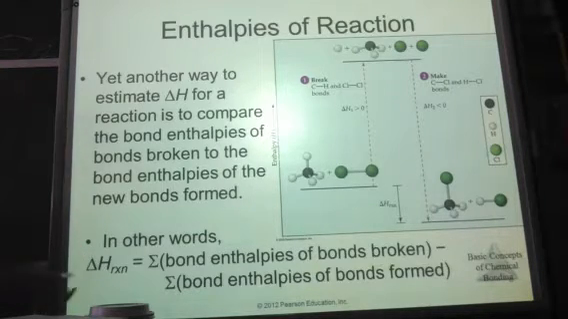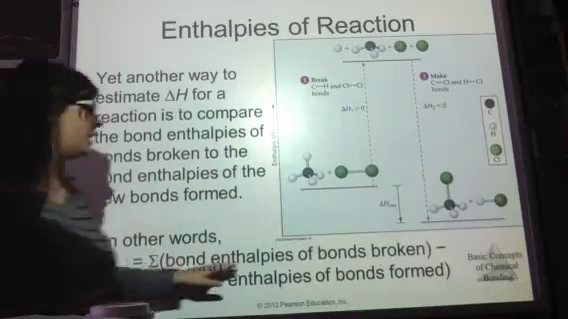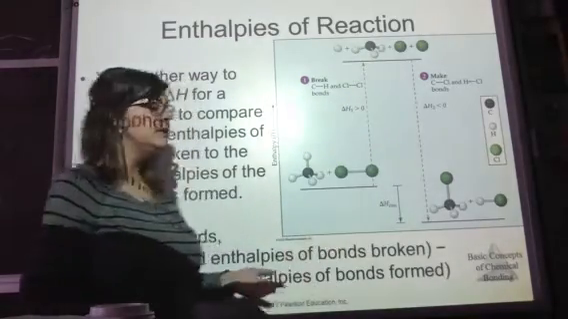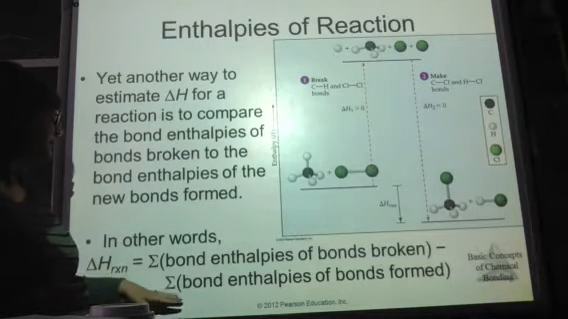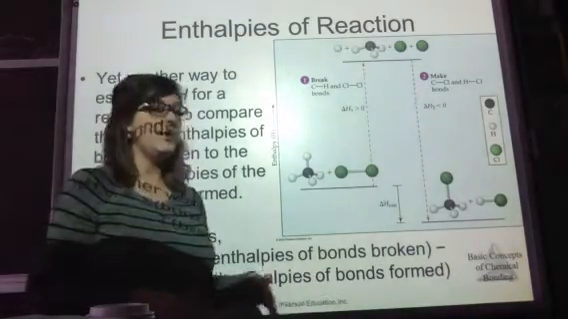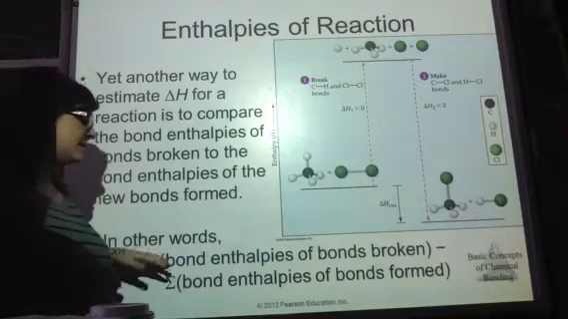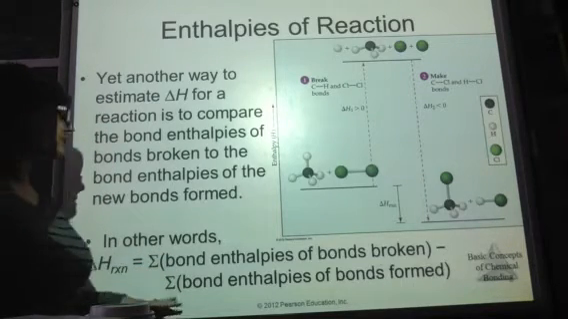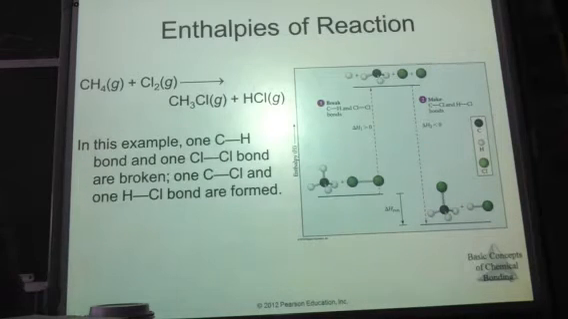In other words, my delta H of reaction is equal to the sum of the bond enthalpies of the bonds that are being broken, where sigma just means sum, subtracted from the sum of the bond enthalpies of the bonds that are formed. So I can find that change in enthalpy, this delta H of reaction, by taking the sum of the bonds that are broken and subtracting the sum of the bonds that are being formed. Let's look at an example of this.